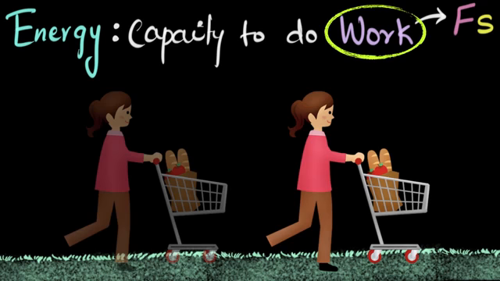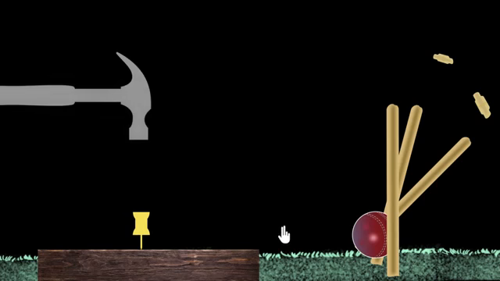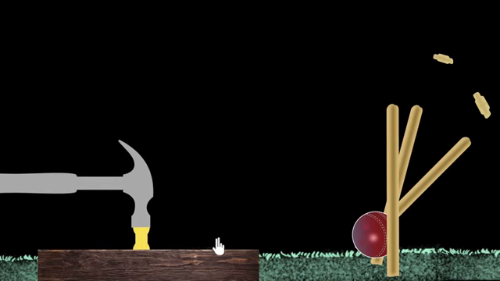Let's find out. If I take a cricket ball and throw it at the stumps, then it can do work on the stumps, right? I mean, the ball pushed on the stumps and it made it move. So the ball had energy. Let's take another example. If I were to drop a hammer onto a pin, then it can do work on that pin. It pushed on that pin and made it move. So the hammer also had energy.